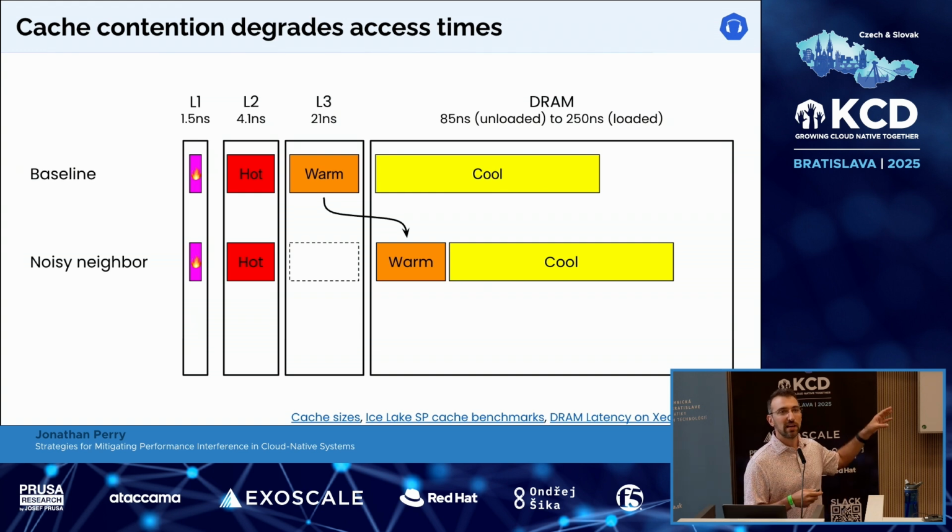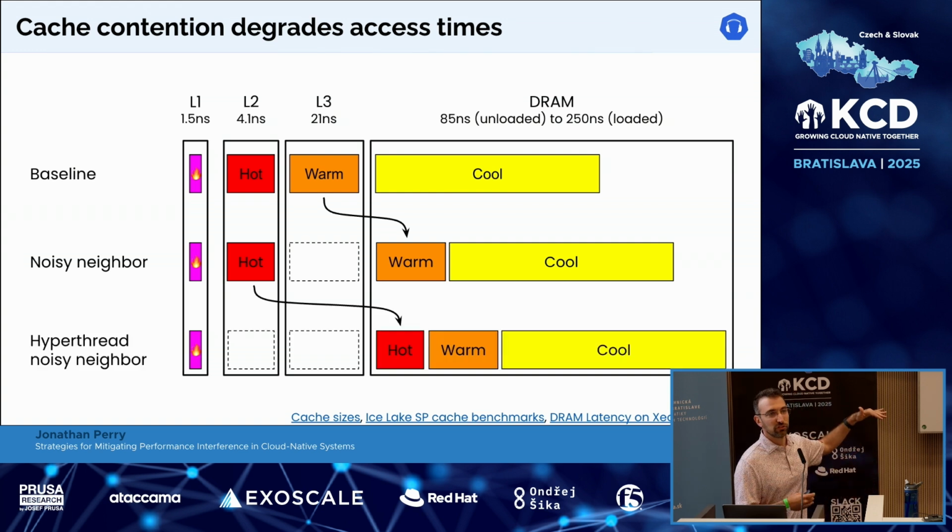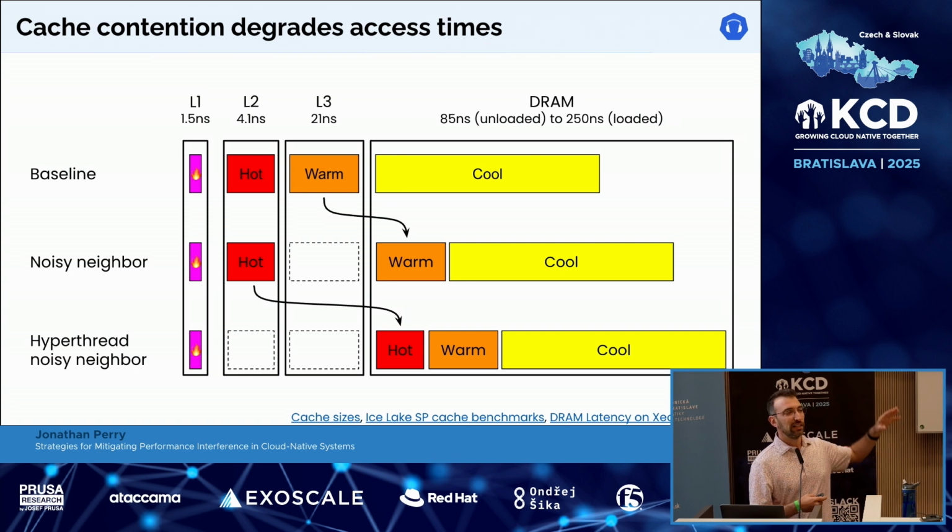And so your application now, in order to access that memory, has to go to DRAM instead of using the faster L3 cache. In a more extreme version of noisy neighbor, the noisy neighbor lives in the hyperthread next to your application. And so it also evicts your application from L2 cache, which is a core resource, right? It's shared between the two hyperthreads. And now your application has to go to DRAM to access your warm, hot data set, right? And so the difference in performance is quite large, right?